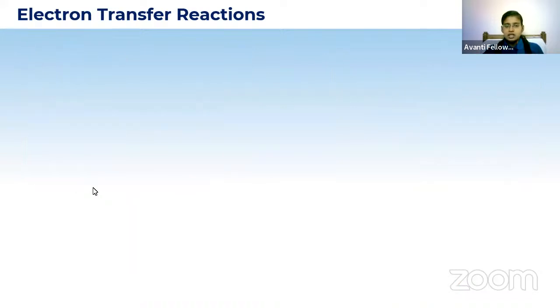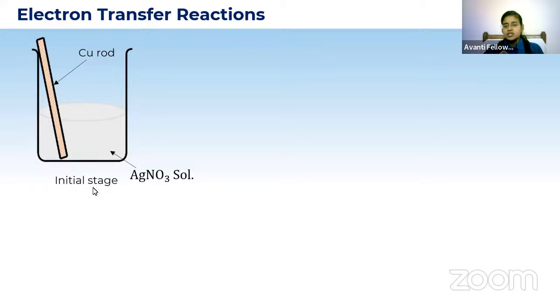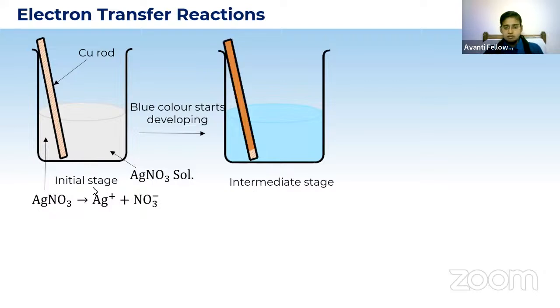So here you see, initially, I have silver nitrate solution in the beaker in which the copper rod is dipped. Silver nitrate means what are the cations and anion I will have inside it? I will have Ag+ and NO3-. So these are the ions present inside the solution in the initial stage. After some time, the blue color starts developing and they reach the intermediate stage.